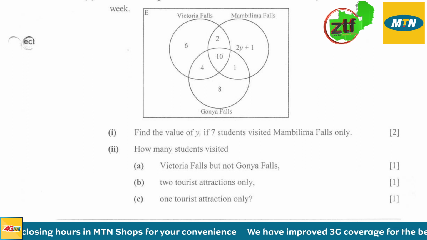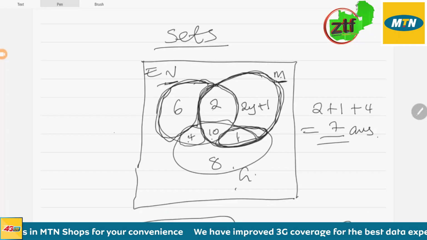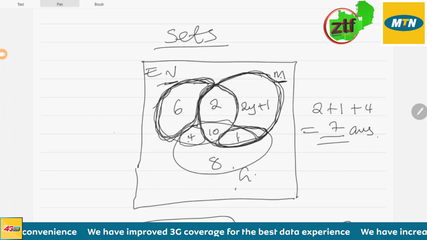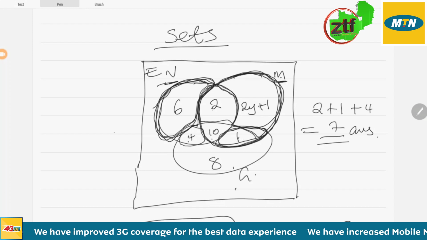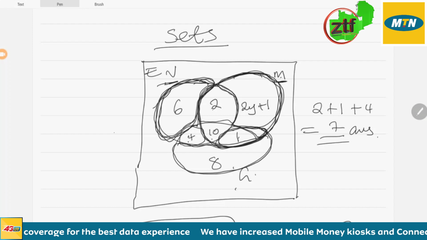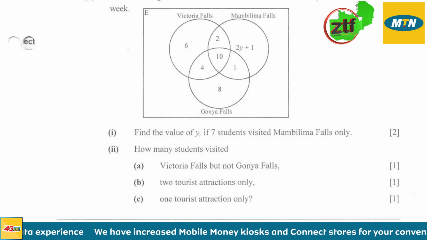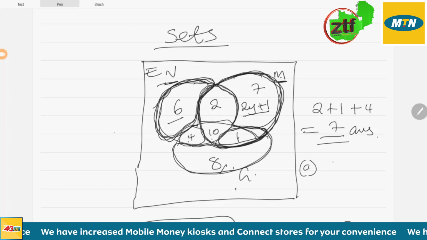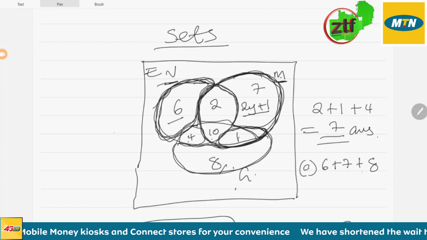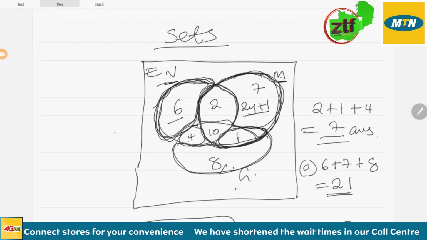Here now, we are looking at this region. For Victoria Falls, we are interested only in this region. I hope you're able to see this region. For Mambirima Falls, the only part is this region. I hope you're able to follow as well. Then for Gonya Falls, the only part is this. So we are being asked to find how many students visited one tourist attraction only. So we have the 6, and remember we already found 7 and 8. So part C of this question is going to be 6 plus the 7 we had already found plus the 8 here. So 6 plus 7 gives us 13, and 13 plus 8 gives us 21. So 21 students visited one tourist attraction only.